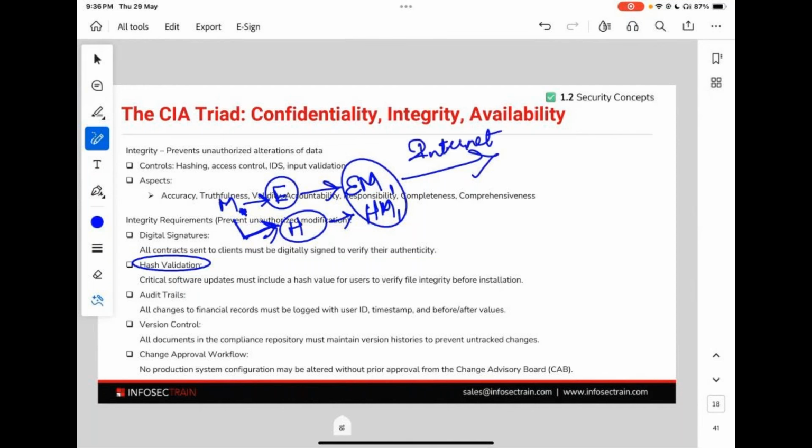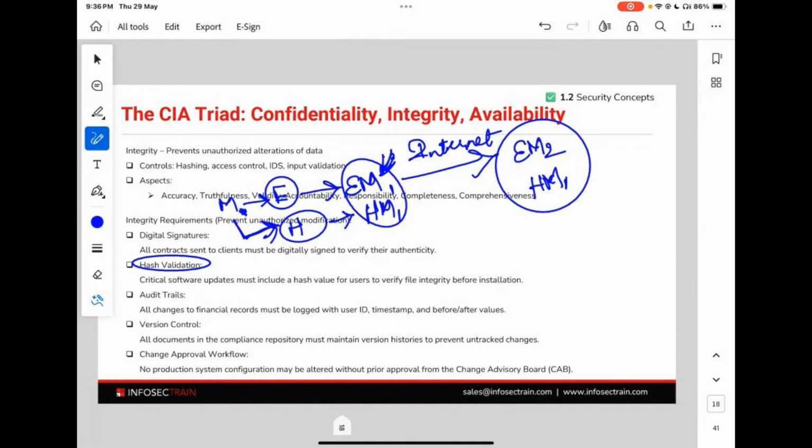Now if a hacker intercepts this message on the internet and changes this data, instead of EM1, what I have here is EM2 and I have an HM1. This is what I received at this end.